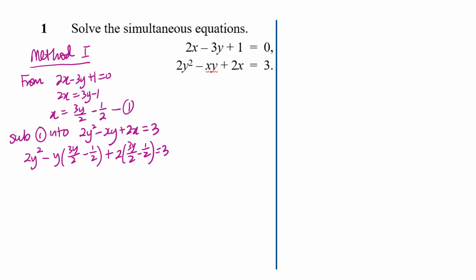Right, so in this case here, you have to be careful because you're dealing with fractions, you're dealing with 3y over 2 and half. So you need to be a bit more careful when you expand this bracket. So y means y over 1. So you're taking y over 1 times 3y over 2, and that gives you 3y squared over 2.